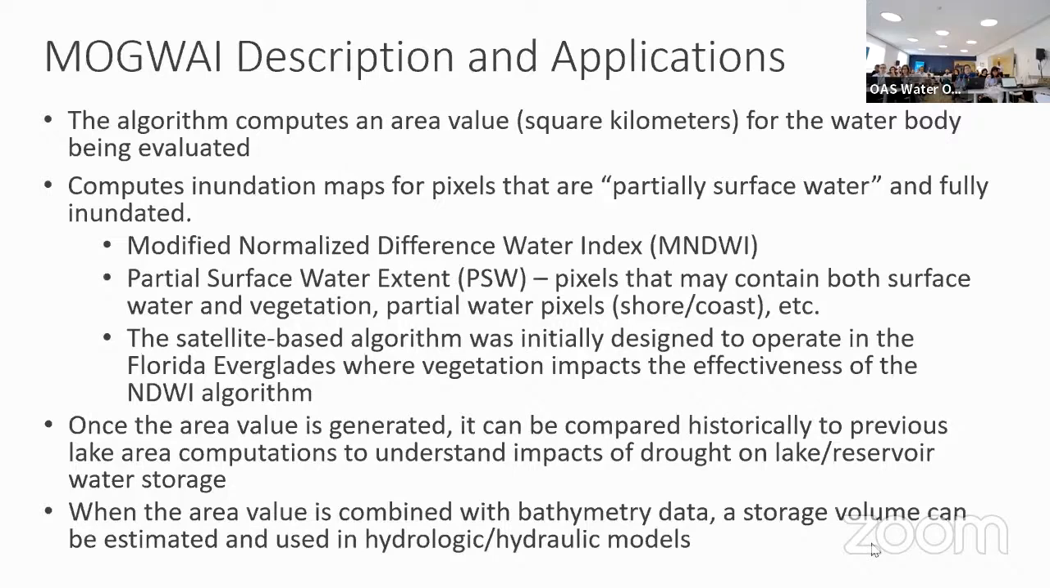MNDWI uses slightly different channels, but it's the same concept: the green minus the shortwave infrared over the green plus the shortwave infrared. Very simple to do. Then we calculate a couple of other tests. There's the partial surface water extent tests, which add in the near infrared and a couple of other thresholds. We'll take you through that. And then we actually have to read in the NDVI product also.